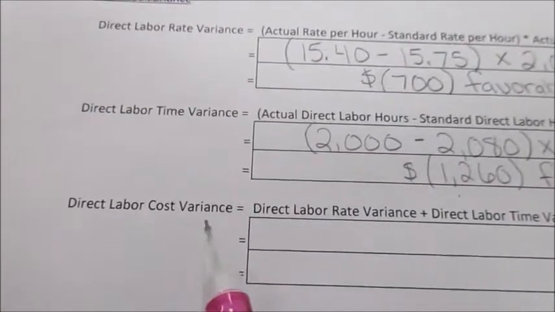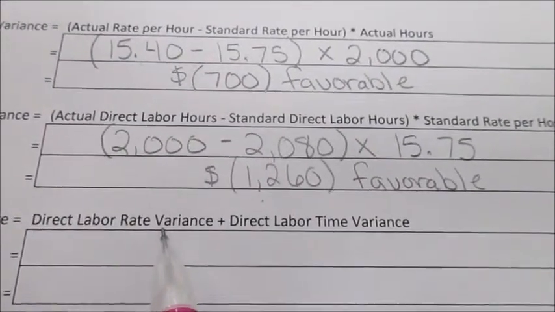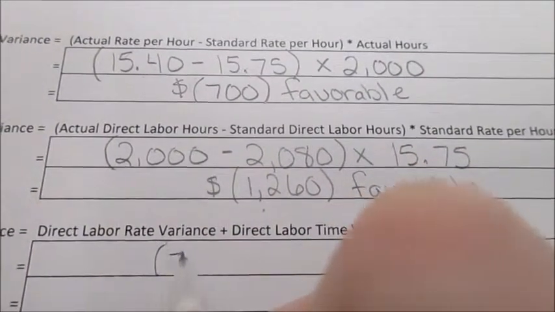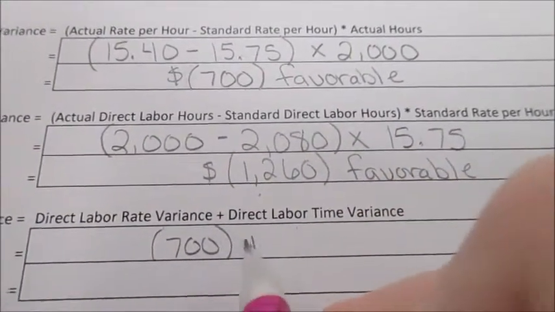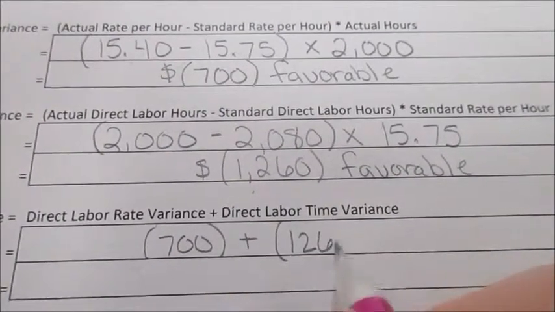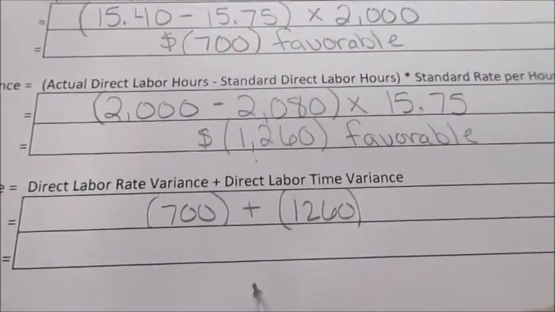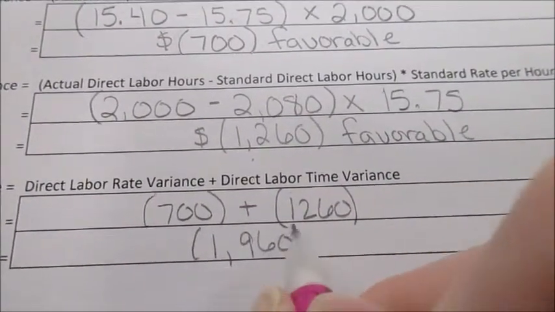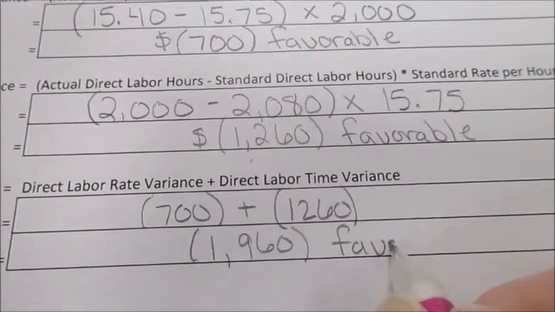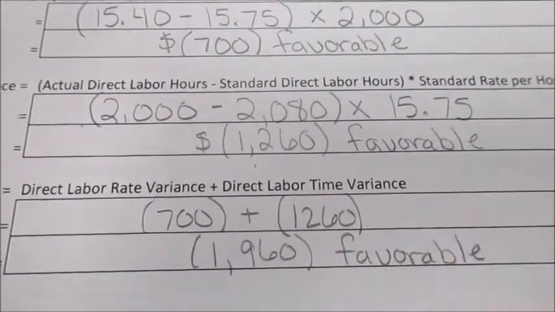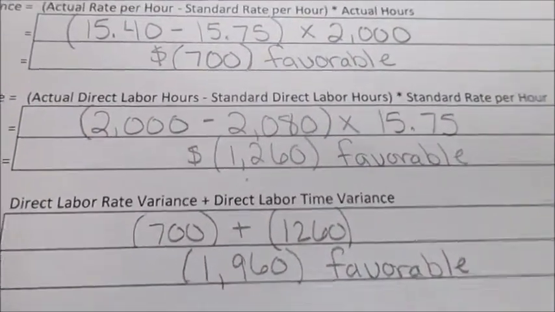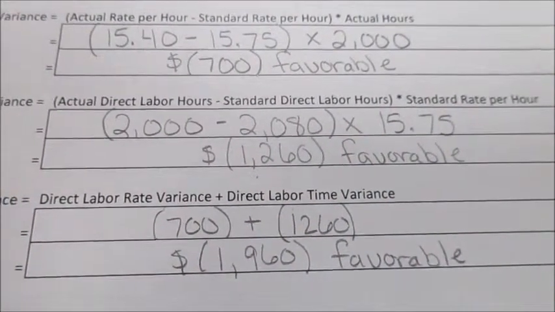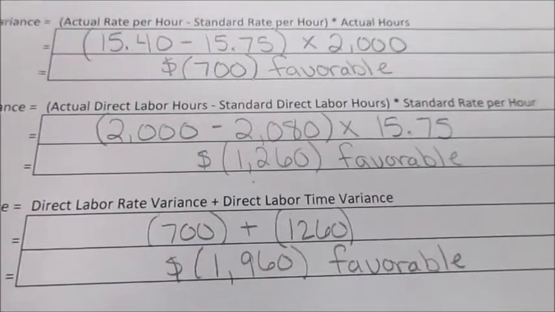So our total direct labor cost variance, we're going to take our direct labor rate variance plus our direct labor time variance. So we're going to take that negative 700 plus the negative 1,260. And when we do that, we get negative 1,960, which again is still favorable. If you have two favorables, you're going to get a favorable, because it's still a negative number. We still spent less money than we had budgeted. That's what that negative number means. It means we've spent less.